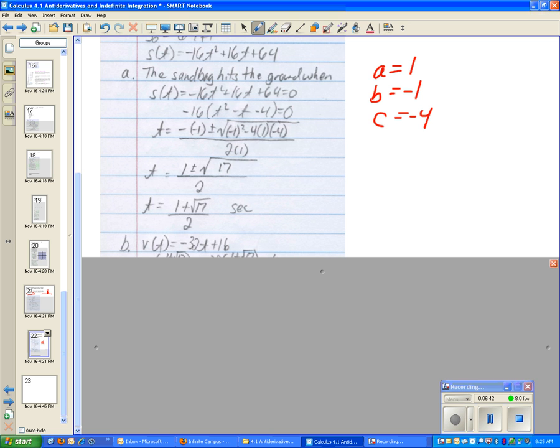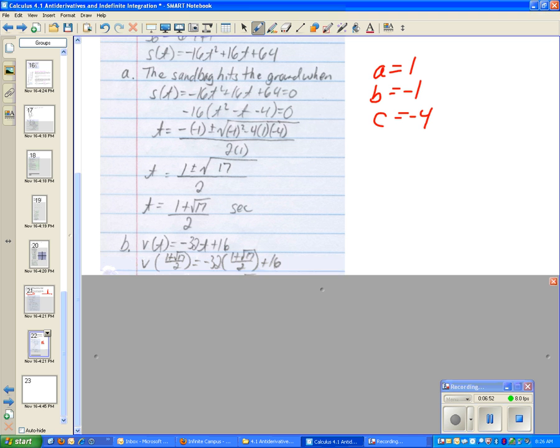So if we know the time the bag hits the ground and we know the velocity function, we can find the velocity of the bag when it hits the ground. So we want v of 1 plus the square root of 17 over 2. So that's negative 32 times 1 plus the square root of 17 over 2 plus 16.